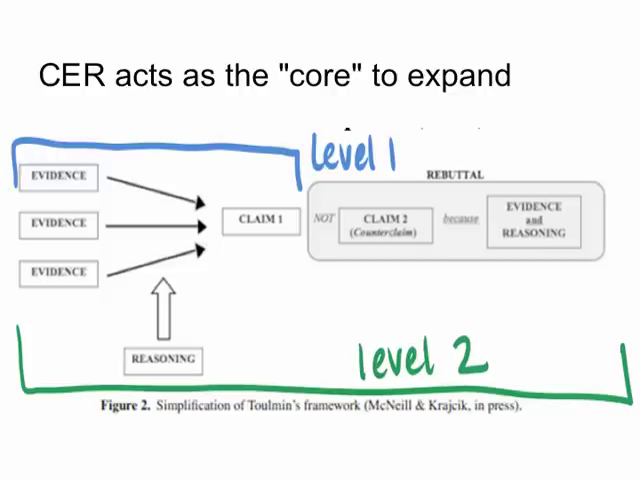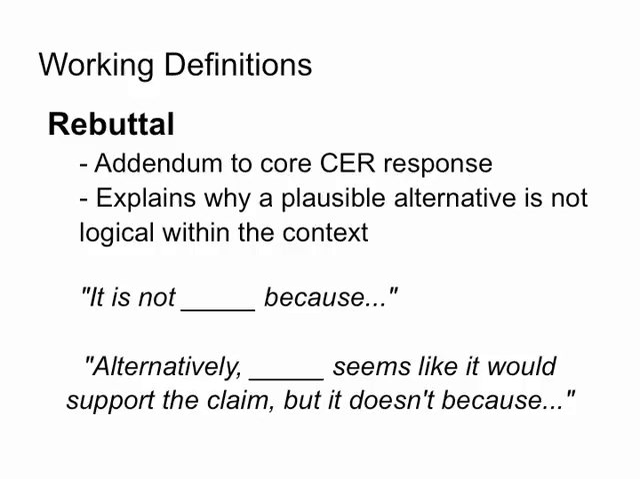So this is from another paper by McNeil and Krajcik, looking at a framework where the level 1 side, highlighted in blue, is what we've been talking about so far, how reasoning really links the evidence to the claim. However, after two trimesters of looking at student work in my class, I chose a small subset of kids where I incorporated this rebuttal idea of, well, why is it not this particular counterclaim?